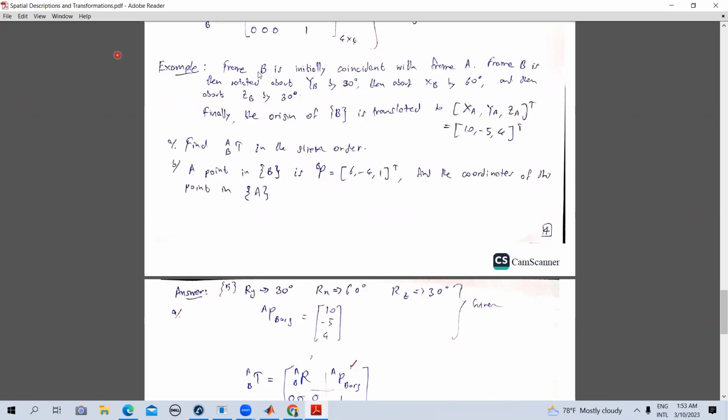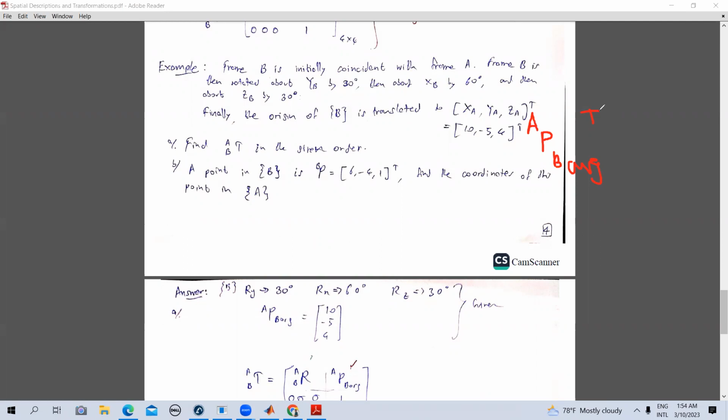So this value is simply the position vector of the B origin with respect to A. This is what we have. We actually want the transpose of this, so we put a transpose here in our case because that's what we want. So this is actually what we have been given.